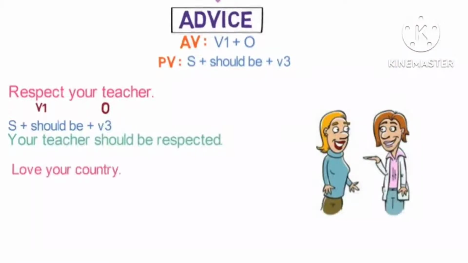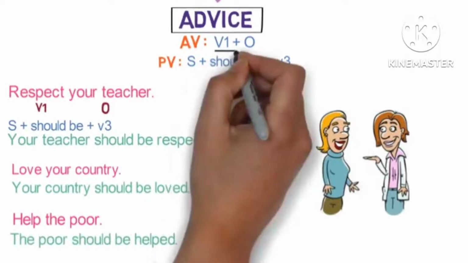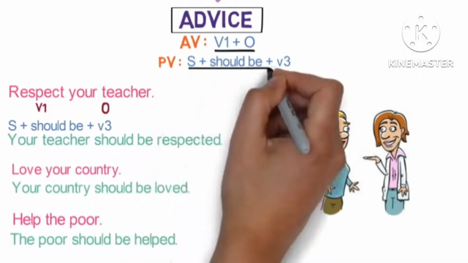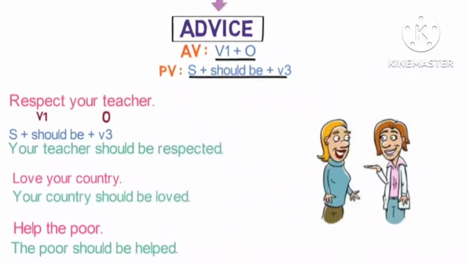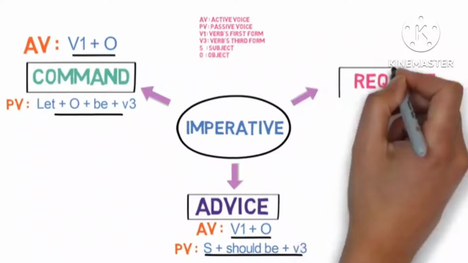Love your country. Converting it to a structure subject plus should be plus verb's third form, it becomes your country should be loved. Let's look into one more example of this kind. Help the poor. Converting it to the structure subject plus should be plus verb's third form, it becomes the poor should be helped. Do remember the structure of active and passive in case of an advice. Now, let's look into examples where request or help is asked.